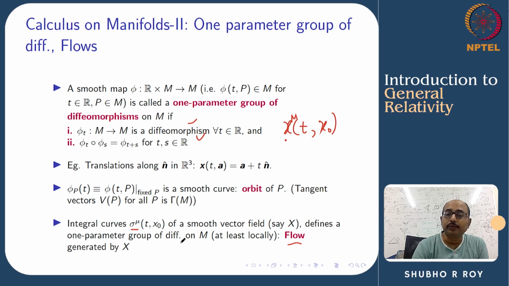So the integral curves define the one parameter group of diffeomorphisms of the manifold, at least locally, and this is called the flow generated by X. You start from a point x0. Again, instead of the point, I'm using its coordinate as a proxy for the point. Then the integral curve of some vector X generates a flow. This flow map, which takes as input the initial point and the flow parameter t, is an example of a one parameter group of diffeomorphisms. Both these conditions are satisfied. You can check.